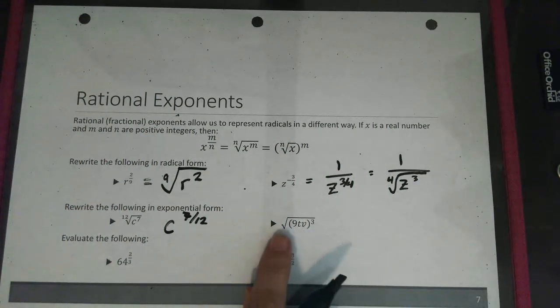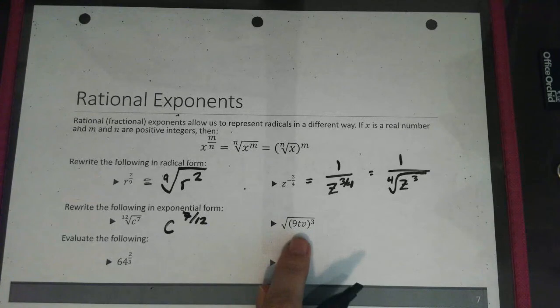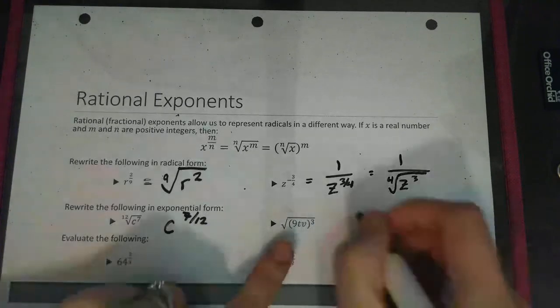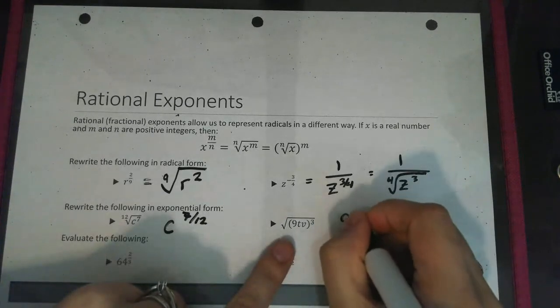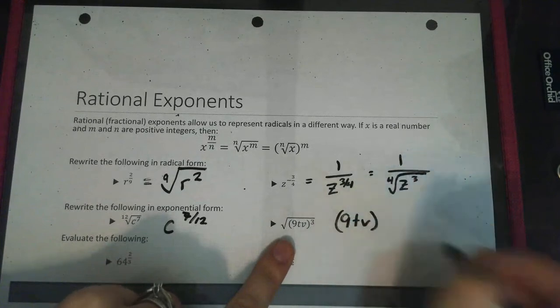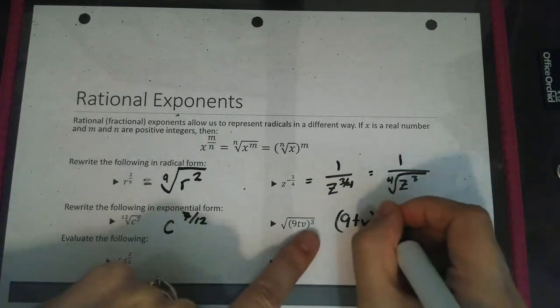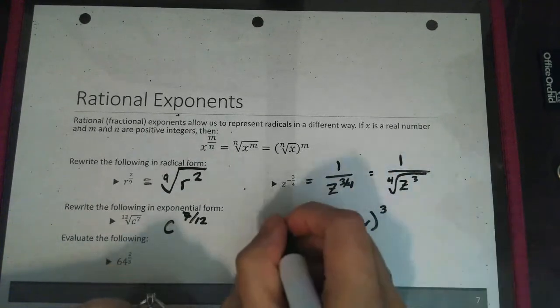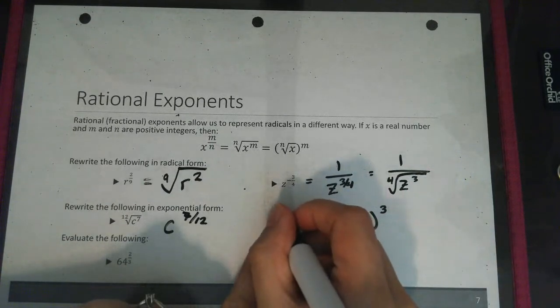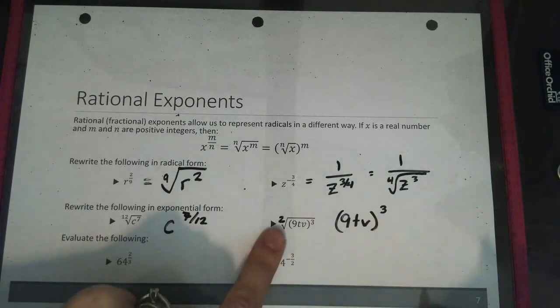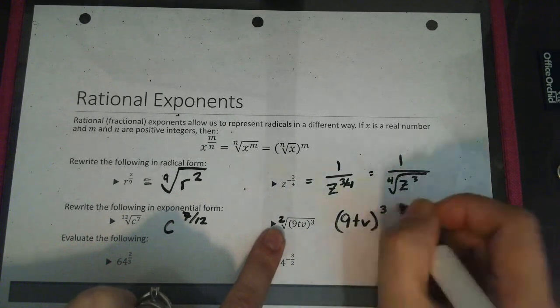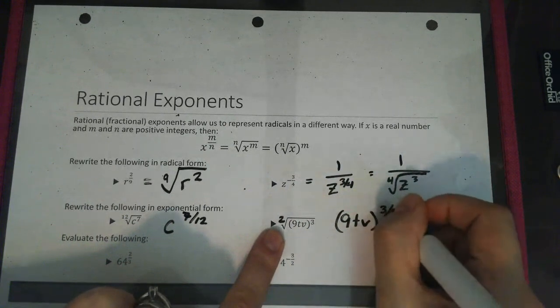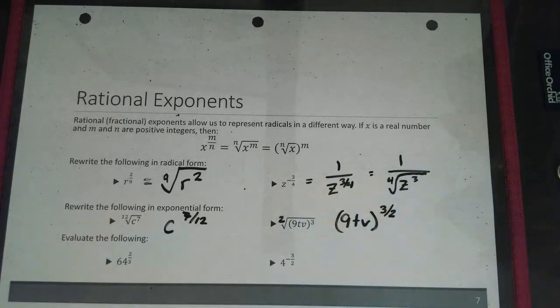Next up, I want to find the square root of 9tv cubed. Well, 9tv, I'm going to leave it in parentheses. That's raised to the 3rd power. We're taking the square root. If you don't see a little number here, this little number is called the index. If you don't see one, it's assumed to be a 2 because it's a square root. So that root becomes the denominator. So this is 9tv raised to the 3/2 power. And I'm just going to leave it like that. We're not going to take it any further.